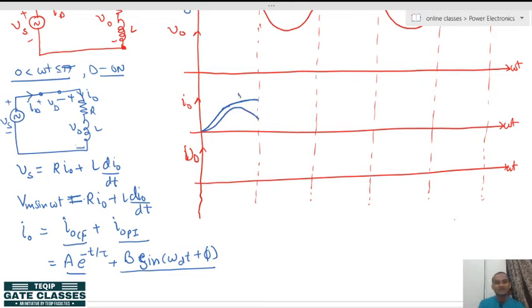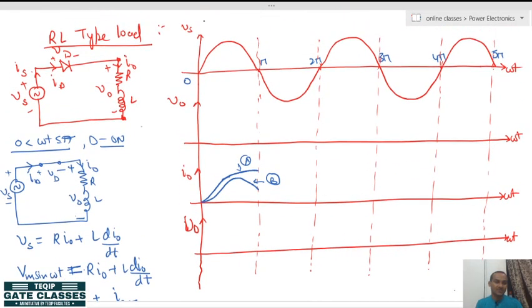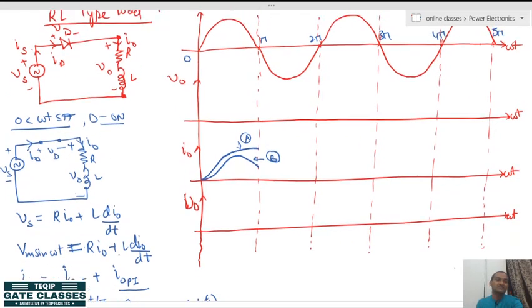So let us say this is curve A and this is curve B. Now we have to know which curve is actually happening. For that we have to again go to some basics. We see that there are two functions, one is the forced function and one is the natural function.